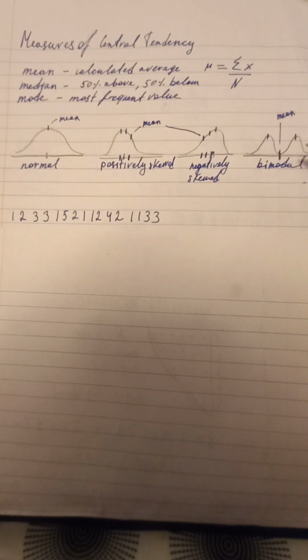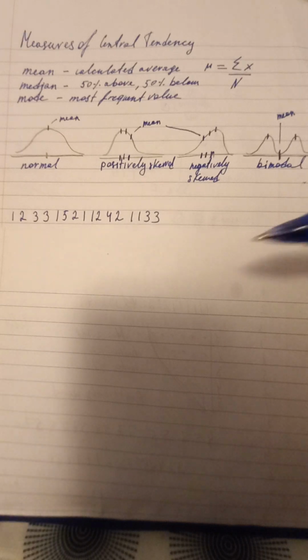And we may have more than one mode. Remember, when we see a peak, it's always the mode, but sometimes we may see more than one. And in this case, this distribution we call bimodal. And mean and median would be somewhere between these two peaks.